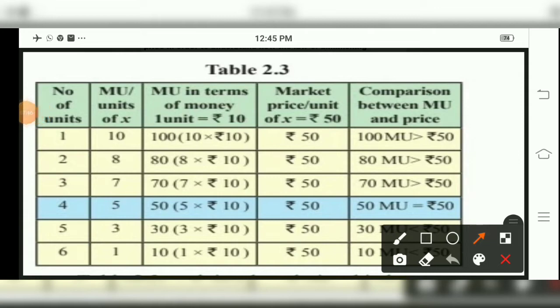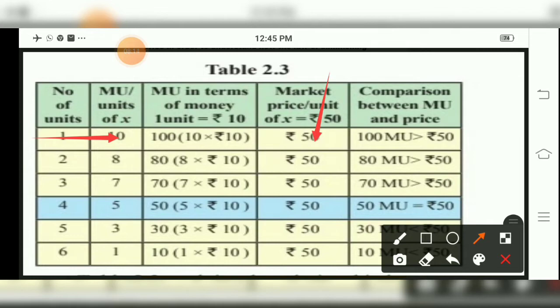Children, what they have told is that the number of units, they have taken 1, 2, 3, 4, 5, 6. For the first unit, they considered MU of X as 10. And the market price, they told, for every unit of the commodity will be rupees 50.